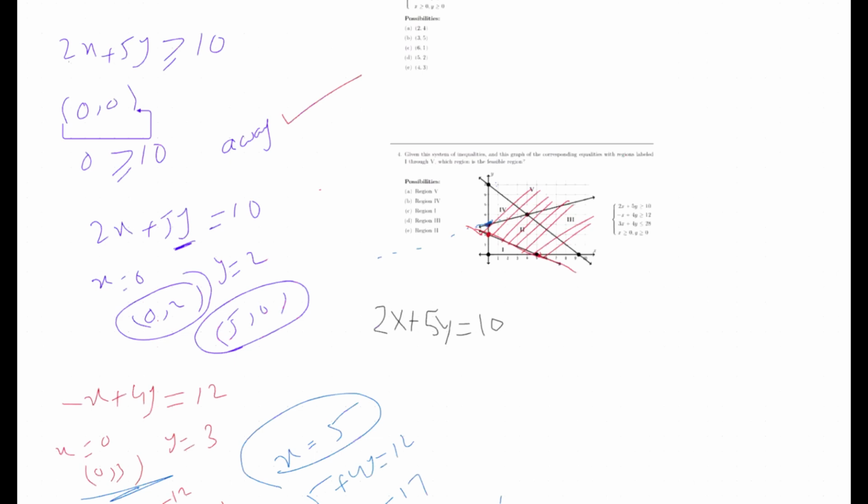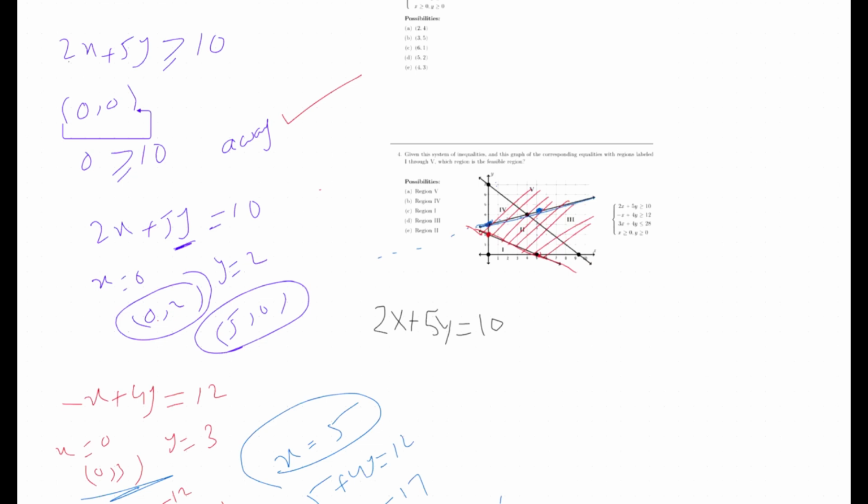So obviously that will be somewhere right away. This is the point of this line. As I told you, this is the second line, this one. This line corresponds to negative x plus 4y is greater than or equal to 12. Does it make sense? Yeah.